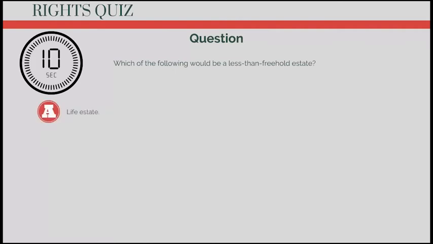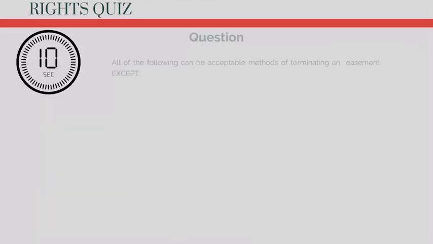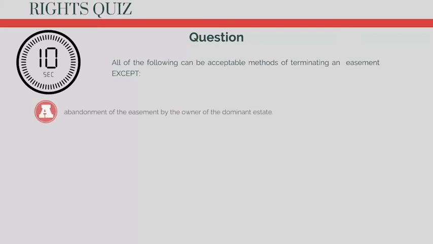A. A life estate, B. Leasehold estate, C. Fee simple estate, or D. Fee simple determinable estate. B. Leasehold estate. All of the following can be acceptable methods of terminating an easement except A.